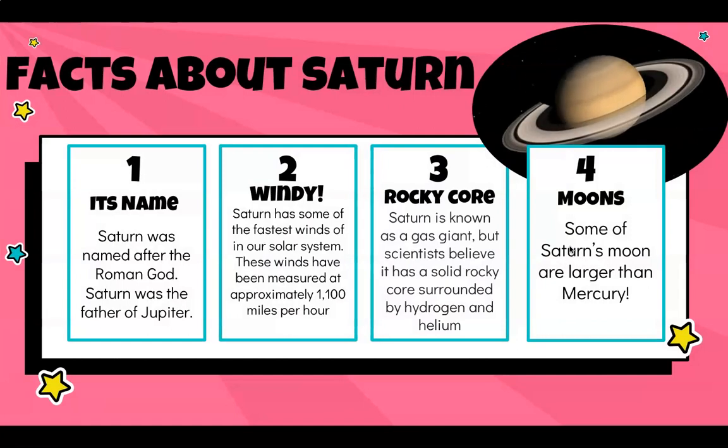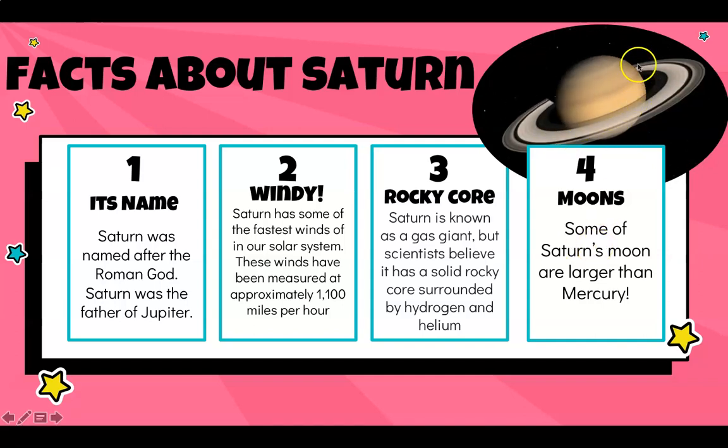Some facts. First of all, its name. Saturn was named after a Roman god, and in Roman mythology, Saturn is the father of Jupiter, which is why Jupiter was named after a Roman god. When we discovered Saturn, we were like, oh, Saturn, Jupiter's dad.